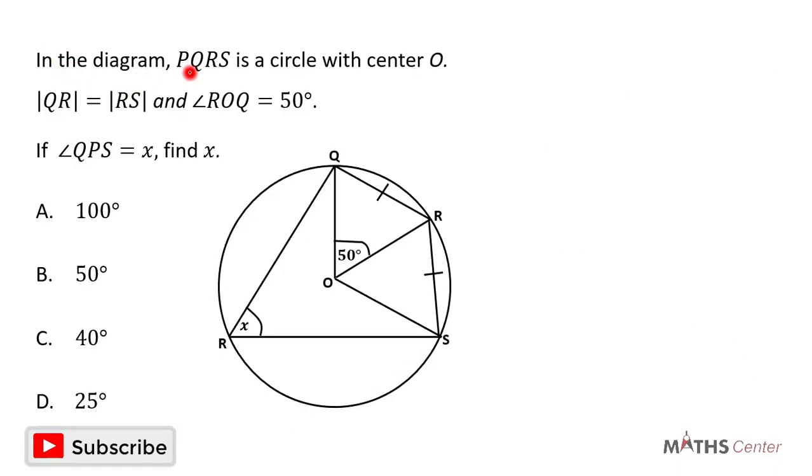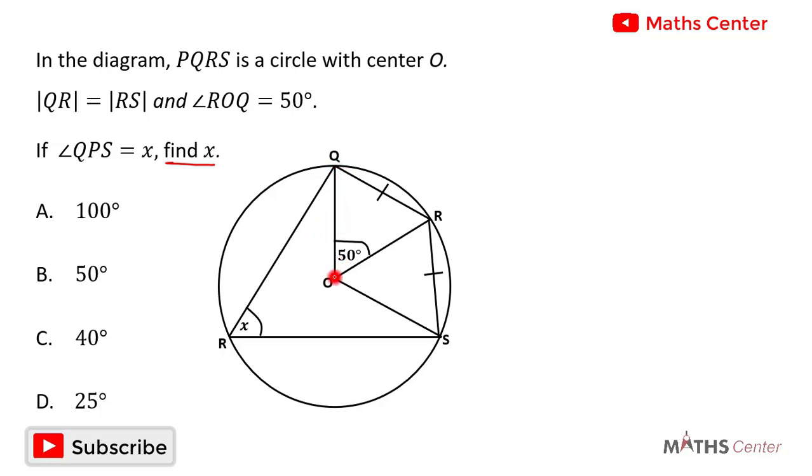In the diagram, PQRS is a circle with center O. The length of QR is equal to the length of RX, and angle ROQ is 50 degrees. If angle QPS is X, find X. This is a multiple choice question, and so we will solve the question, and after that we will pick the correct option. We are going to use the information found on this diagram to find X. From the center of a circle to a point on the circumference will give us the radius.